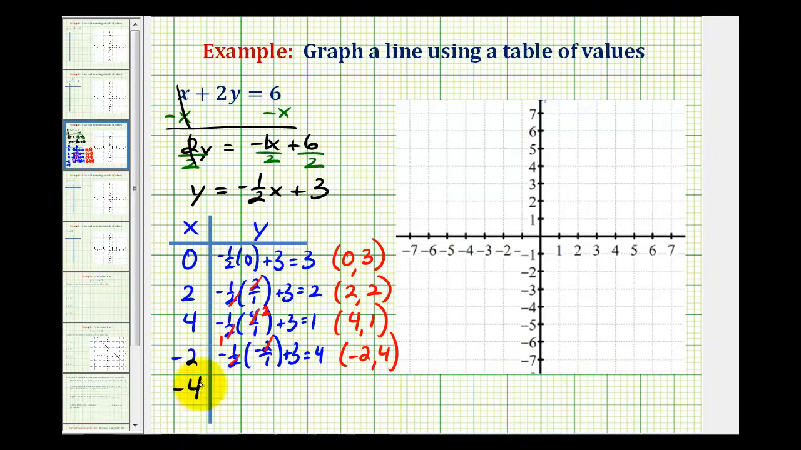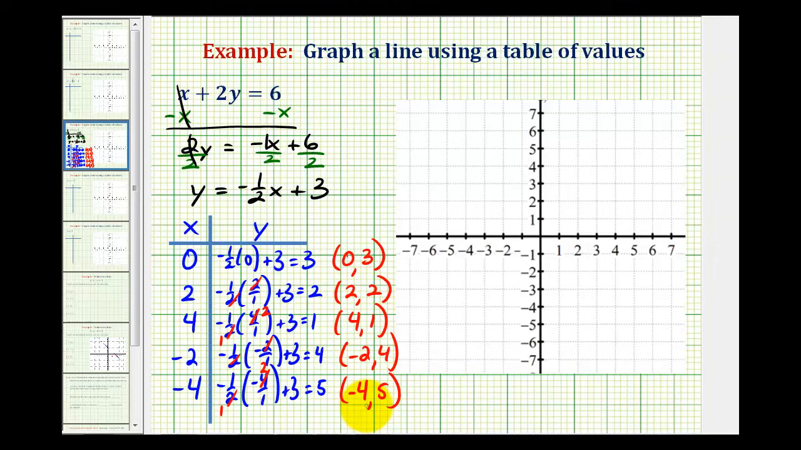And then for the last x value, we have x equals negative 4. So we have negative 1/2 times negative 4 over 1 plus 3. This simplifies again. There's 1 factor of 2 and 2, and 2 factors of 2 and 4. This is negative 1 times negative 2, that's 2, plus 3, that's 5. So the line contains the point with an x-coordinate of negative 4 and a y-coordinate of 5.